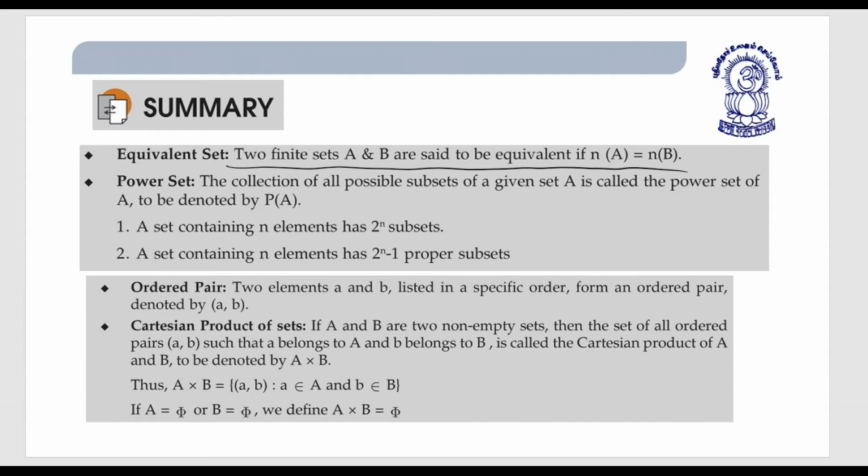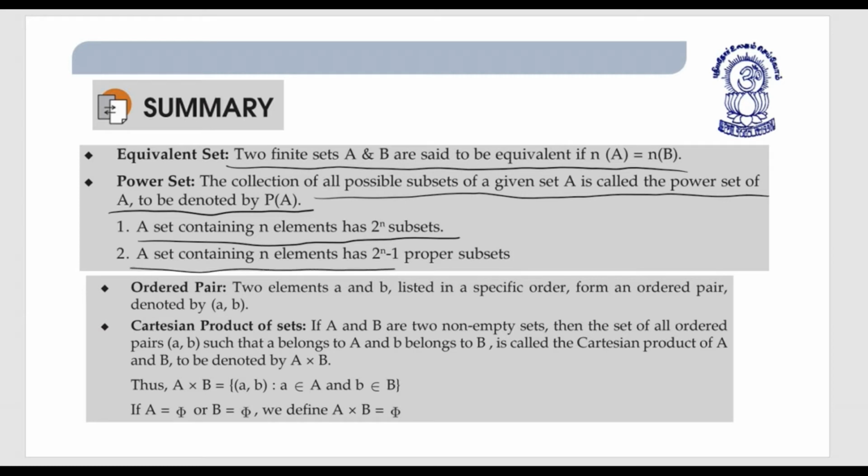Power set. The collection of all possible subsets of a given set A is called the power set of A, denoted by P of A. A set containing n elements has 2 raised to n subsets. A set containing n elements has 2 raised to n minus 1 proper subsets.